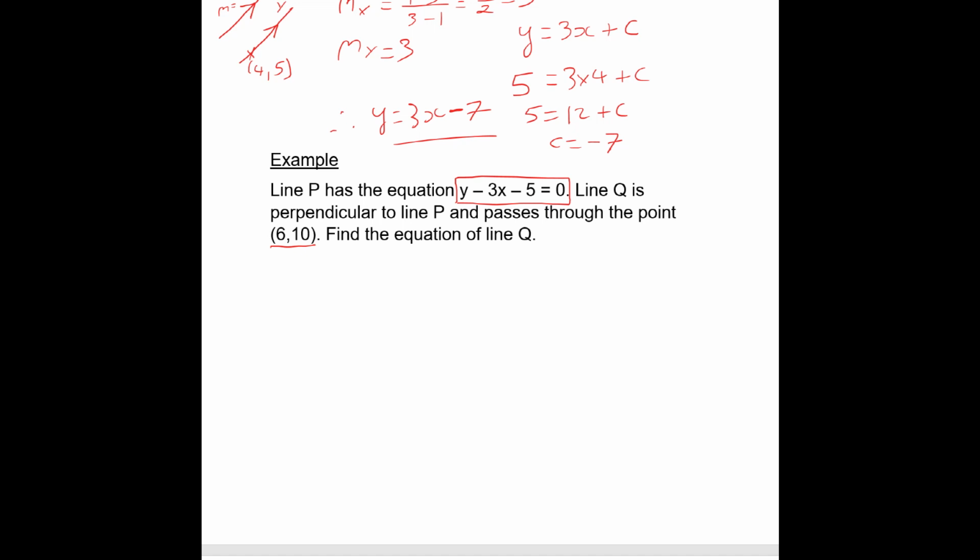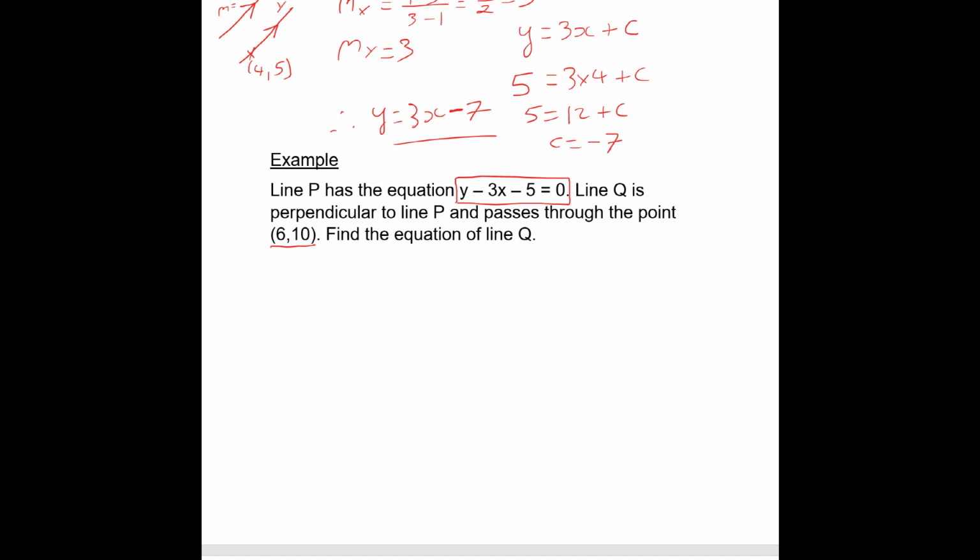This is probably the hardest type of example you could see. Line P has the equation y minus 3x minus 5 equals 0. Line Q is perpendicular to line P and passes through the point 6, 10. We want to find the equation of line Q.